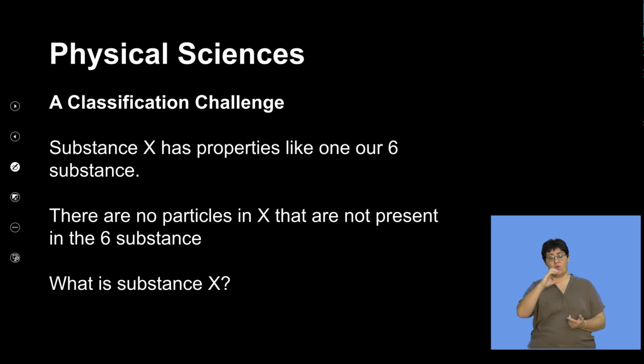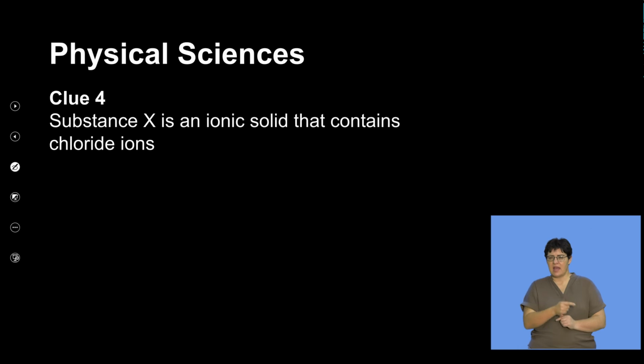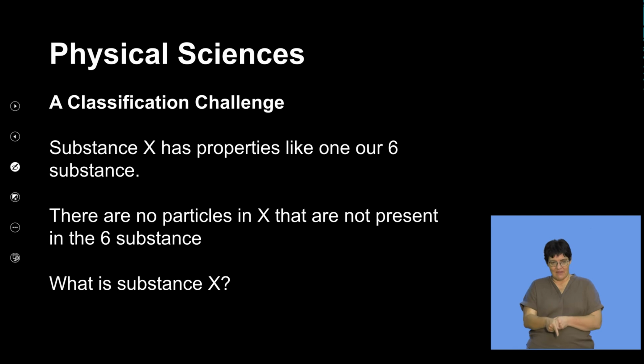We're going further. Now we've identified X. Now we are at a different stage, we are saying, okay, here's another substance, which we still call X because it's unknown. It contains chloride ions, okay? That's the first clue. So substance X has properties like one of the 6 that are given, okay?